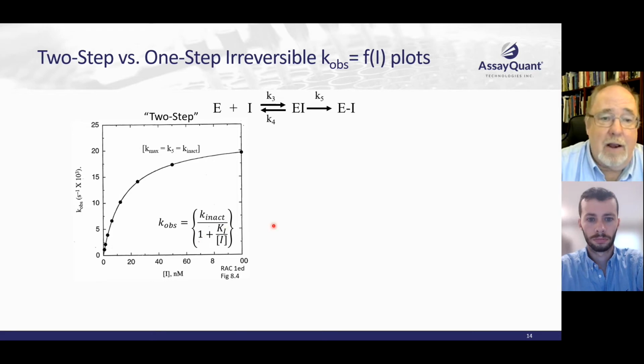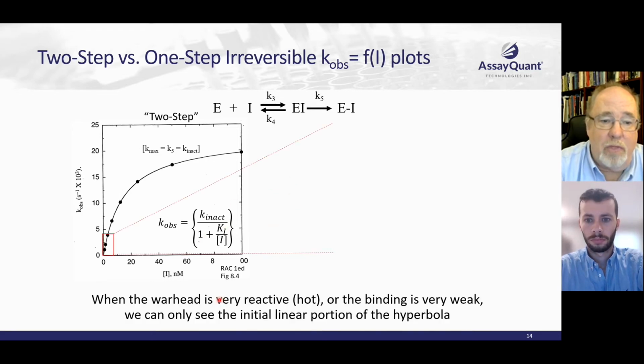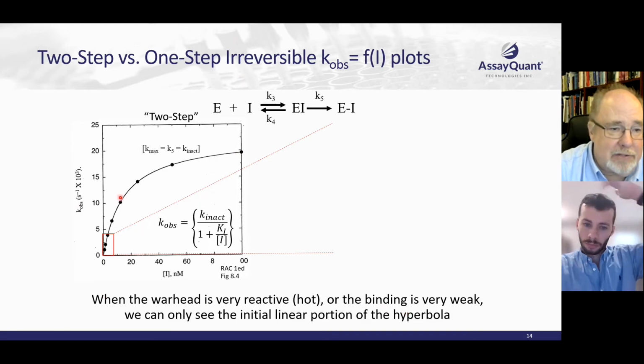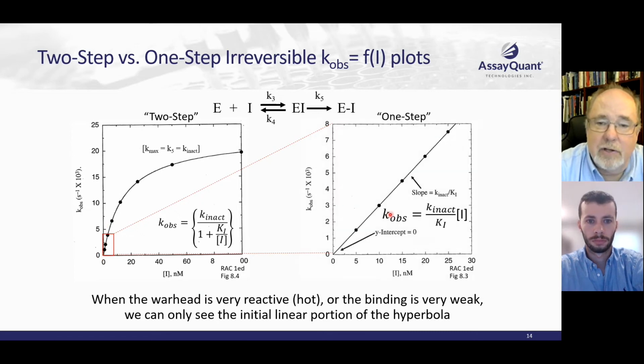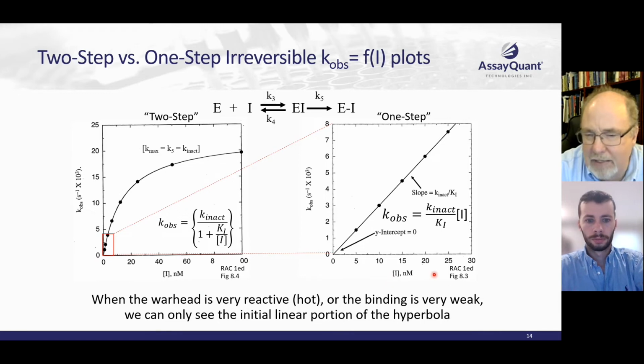The thing is, an awful lot of the times here, if the warhead is very, very reactive, it's super hot, that means that upper asymptote is super high. Or if the binding is very weak, that means that this portion of the curve, the Ki portion, capital K I portion, is shifted over far to the right, then you can only see this linear portion of the hyperbola. And that looks like this. So you can see this portion, but you can't see when it's leveling off. And if you can't tell when it's leveling off, then you can't find the concentration that gives half of that maximal inactivation rate.